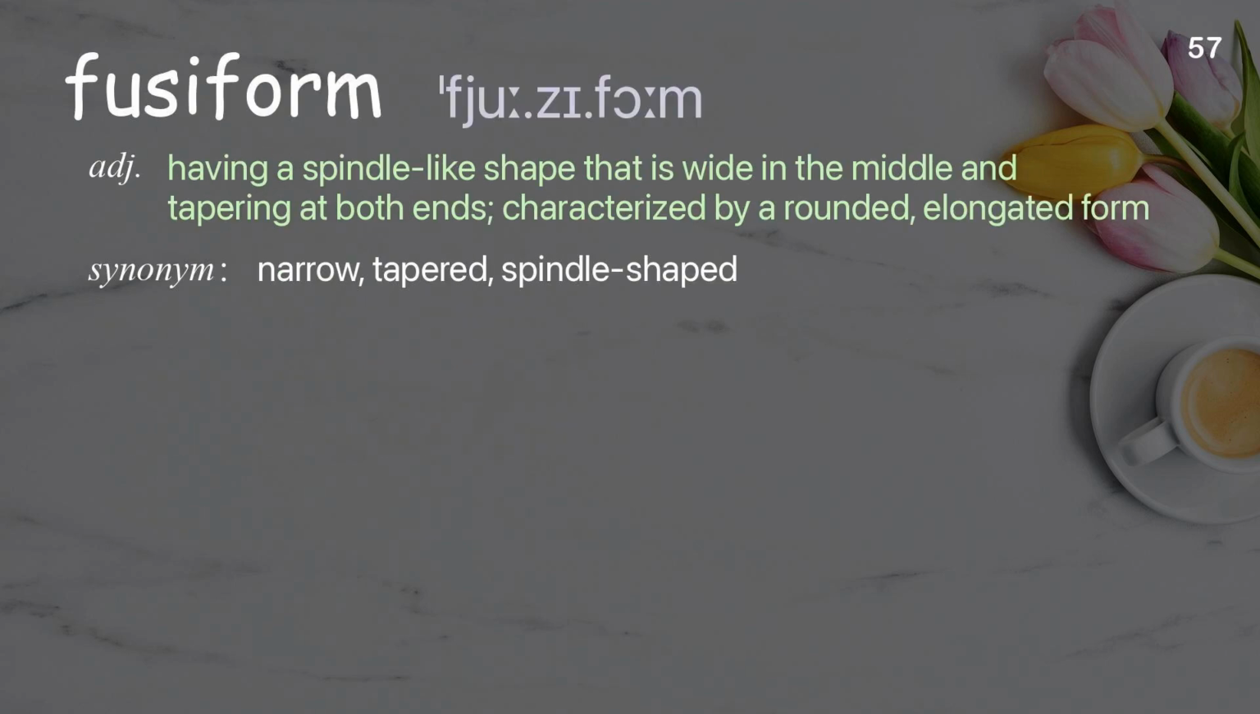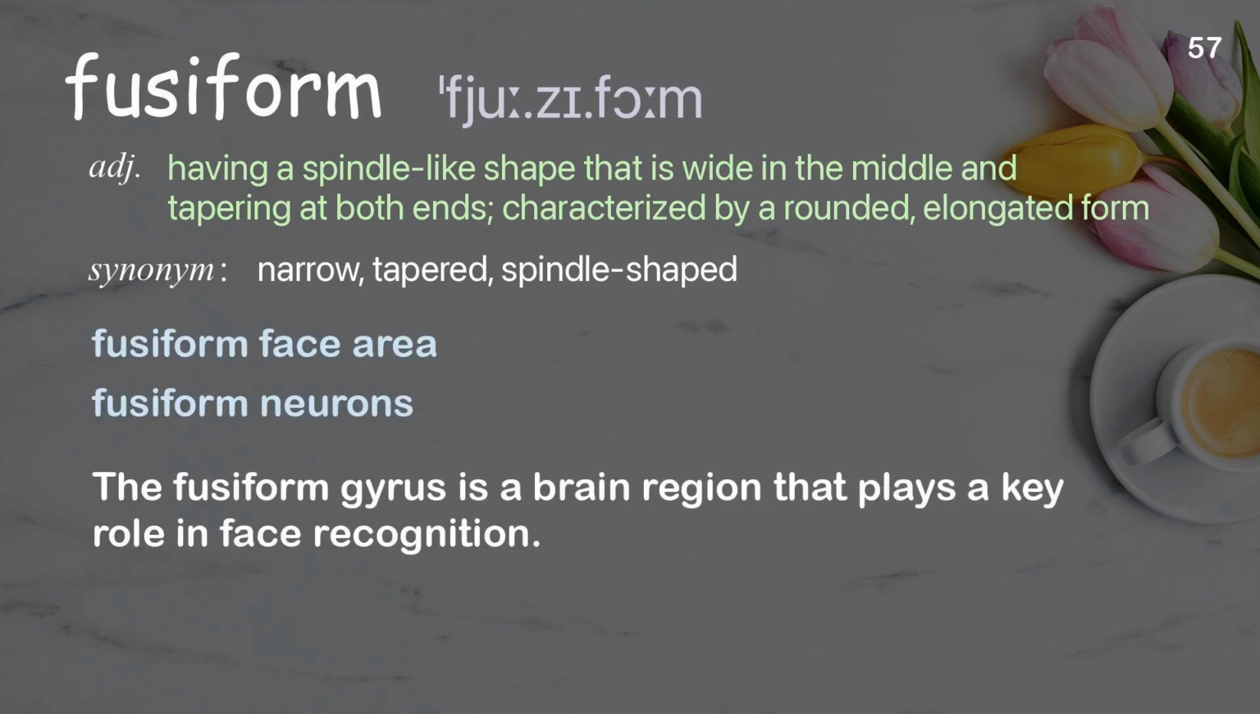Fusiform: having a spindle-like shape that is wide in the middle and tapering at both ends, characterized by a rounded, elongated form. Examples: fusiform face area, fusiform neurons. The fusiform gyrus is a brain region that plays a key role in face recognition.